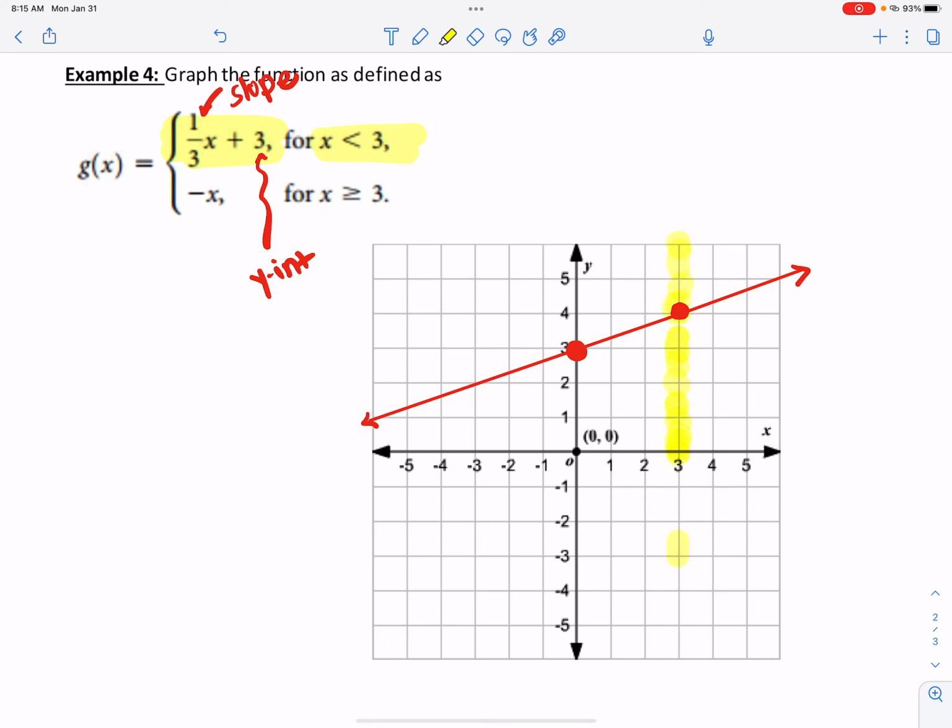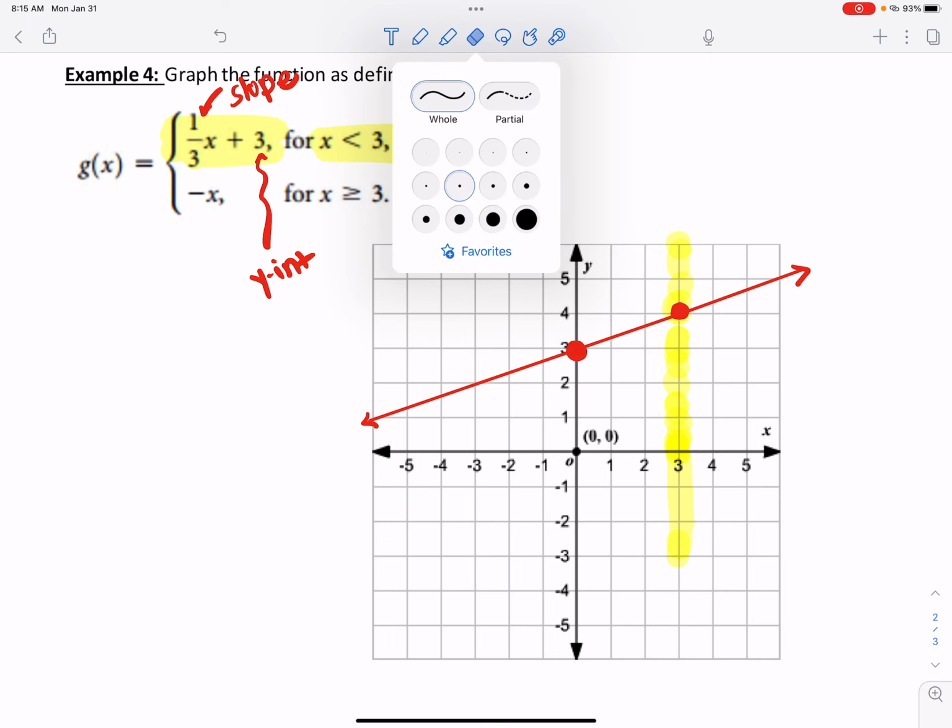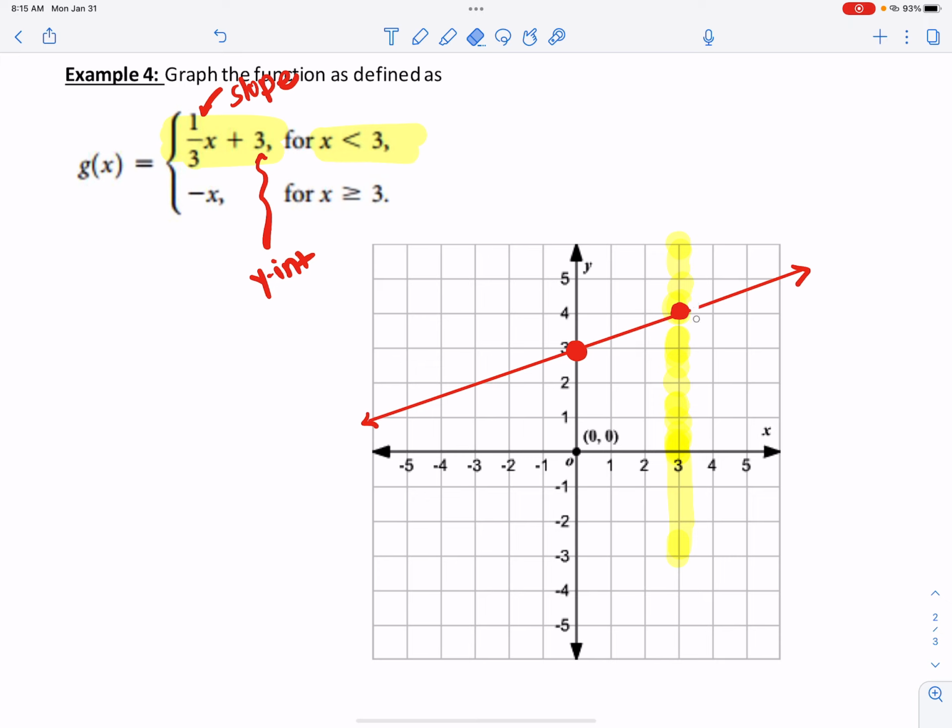I'm only interested in this graph when x is less than 3, meaning before 3. I'm not interested in the graph when x is after 3. So what I'm going to do with my pencil now is I'm going to erase any part of the graph after 3. Let me use the partial one. So I'm going to go to my graph and I'm going to erase all of this graph after the x value 3, because I'm only interested in the graph when x is before 3, when x is less than 3.